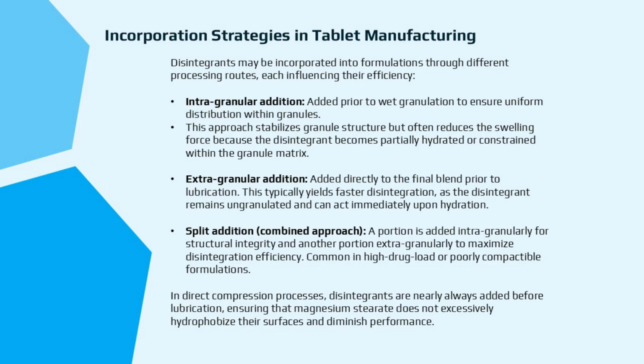When added intragranularly during wet granulation, they distribute uniformly within the granules but may lose some swelling capacity. Extra-granular addition leaves the disintegrant ungranulated, enabling faster action upon hydration. A split addition combines both benefits and is particularly useful in high drug load or poorly compactable formulations. In direct compression, disintegrants are added before lubrication to prevent magnesium stearate from reducing their performance.